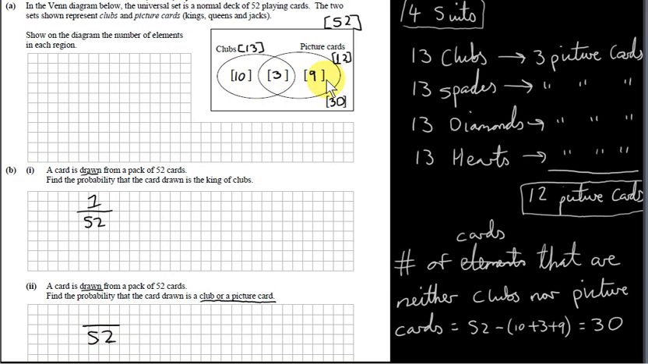Well, we can answer that from this Venn diagram. The total number of clubs or picture cards is 10 plus 3 plus 9. We had that already in the previous part. So we've 22 over 52. You can simplify down this if you like. Divide above and below by 2.